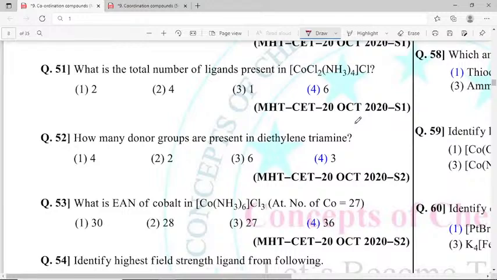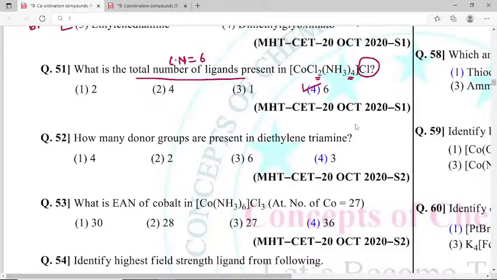What is the total number of ligands present in [Co(NH3)4Cl2]Cl? So this is the 4 and this is the 2. So total is 6. So coordination number is the total number of ligands. So coordination number is equal to 6. This is not a ligand. This is Cl minus, not a ligand, because it is present outside the coordination sphere. It is present in the ionization sphere.